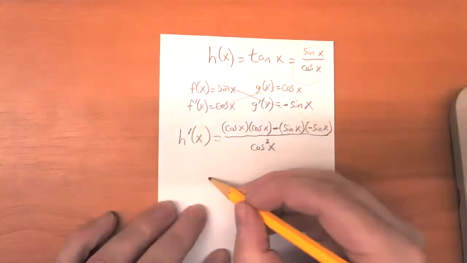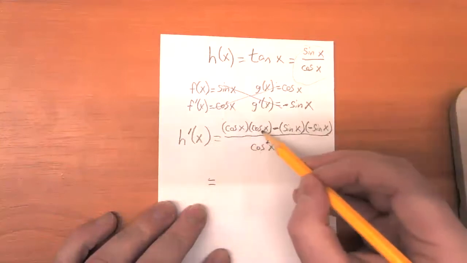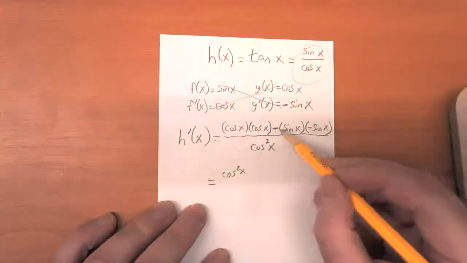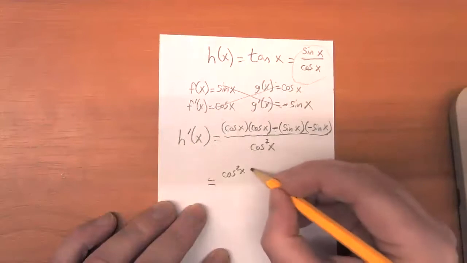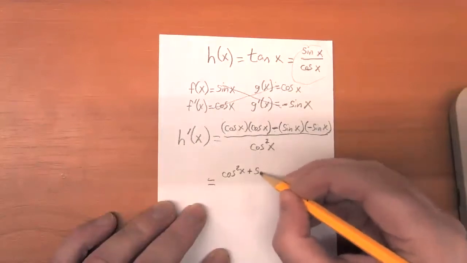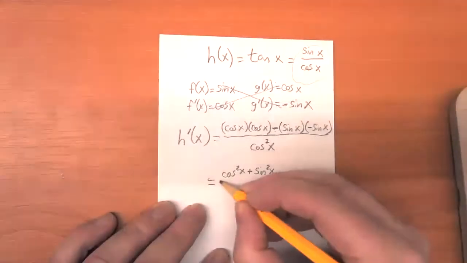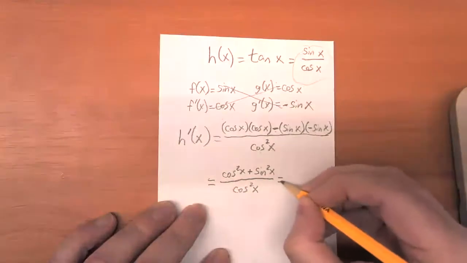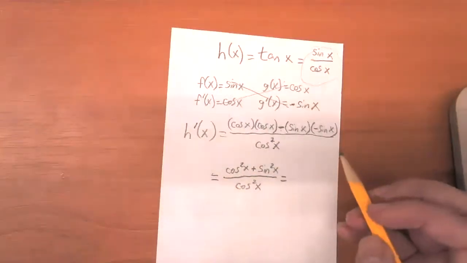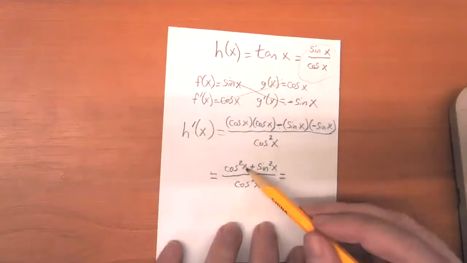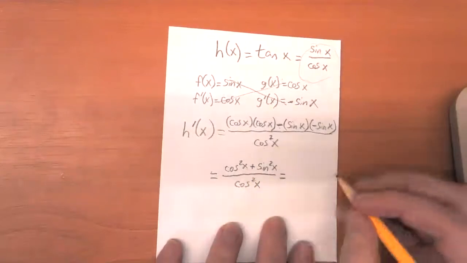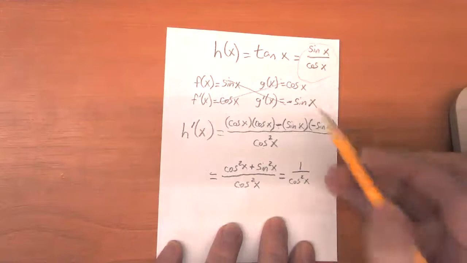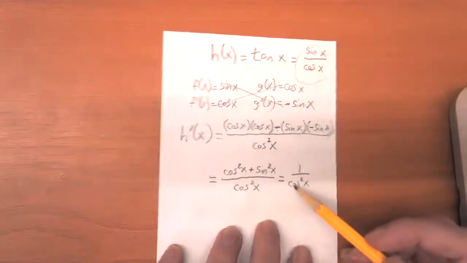Okay, let's see what we can do about simplifying this and cleaning it up a little bit. So cosine of x times cosine of x is cosine squared of x. Negative sine of x times negative sine of x, the negatives cancel each other out, and we've got positive sine squared of x. And then in the denominator, we have cosine squared of x. And again, remember, one of the trig identities is that cosine squared of x plus sine squared of x is always equal to 1. So the derivative of tangent is 1 over cosine squared of x.